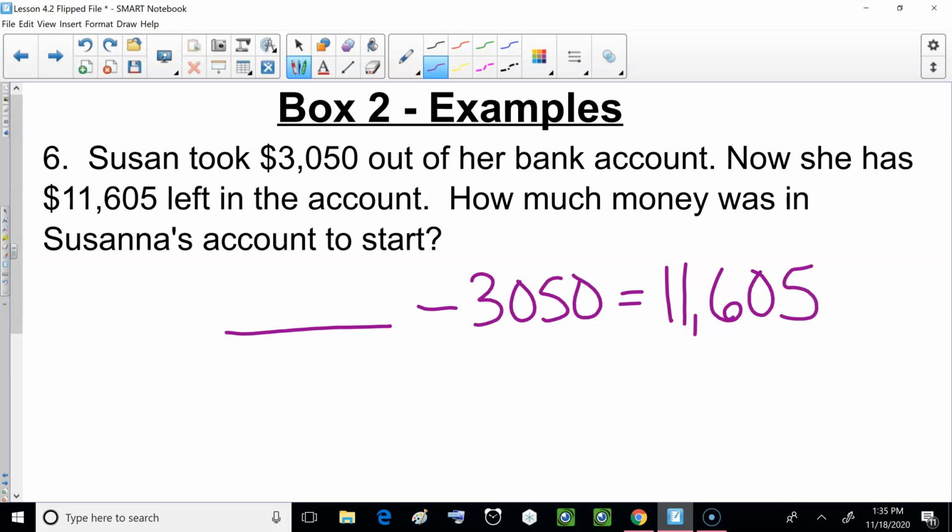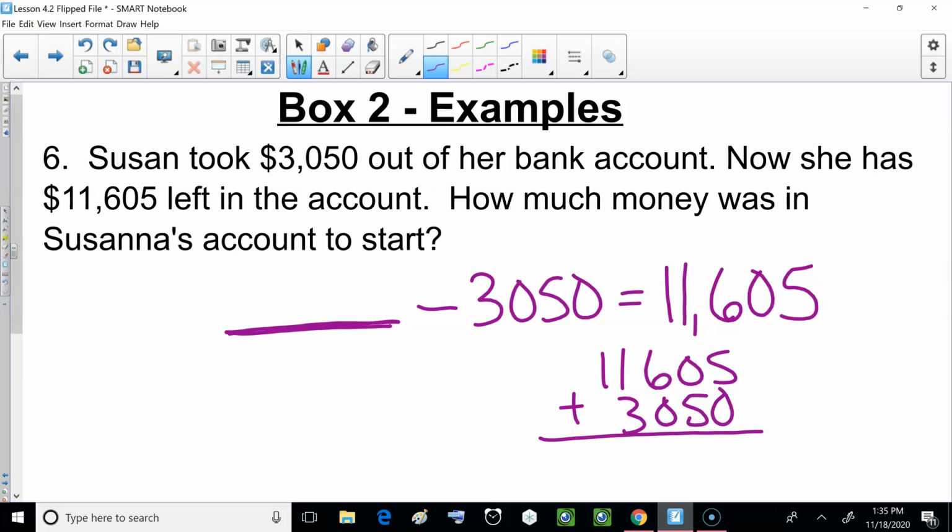11,605. So really, this is my equation because I want to know what this underline is right here. I'm trying to figure out what that amount is. So in order to help solve that, it's set up as a subtraction problem, but I'm going to use addition because I want to know what she started with. So I have 11,605 plus 3,050.